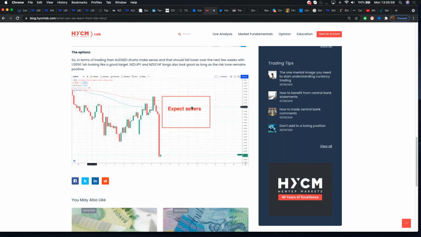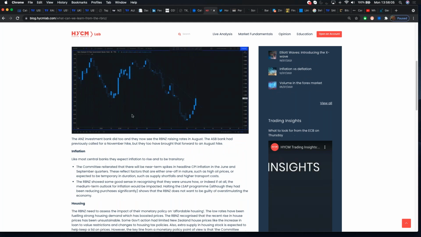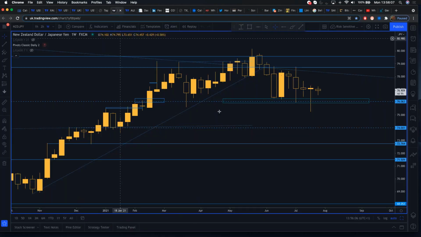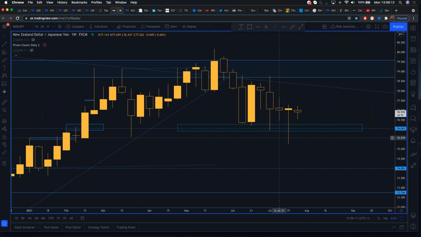Okay, so I was looking at expecting sellers from the Aussie New Zealand dollar, and you can see that we've seen a lot of sellers come into that, right? Also, I'm expecting buyers in the New Zealand dollar Japanese yen. Now, why did it drop lower last week? It was the risk off sentiment. So when risk sentiment is off, it means the yen is bought. The Bank of Japan is very dovish and expected to be dovish.